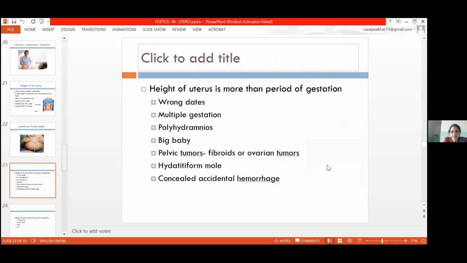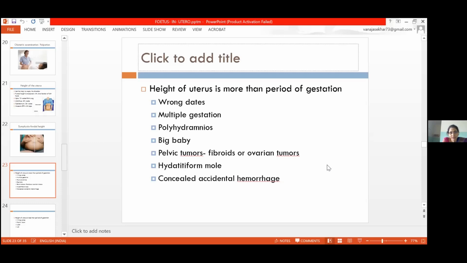And height of the uterus. When is the height of the uterus more than period of gestation? In these conditions, like wrong dates, when the patient is not sure of her dates or she forgets the last menstrual period, or in cases of multiple gestation, that is twins or triplets.